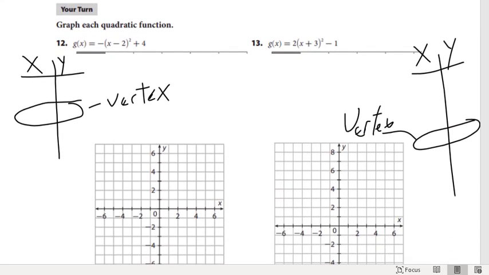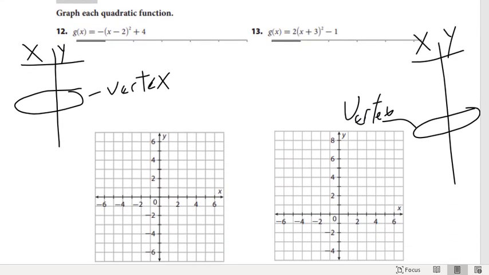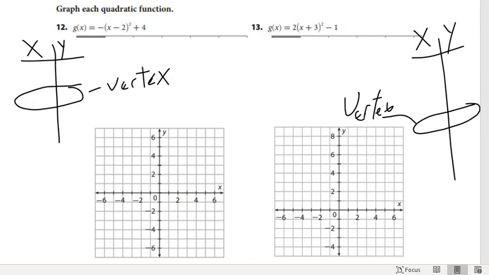All right, you've got 2 your turns, so go ahead, get some practice in there. Think about what it's going to look like. I will let you pause the video, fill in your information, and then you can graph it.